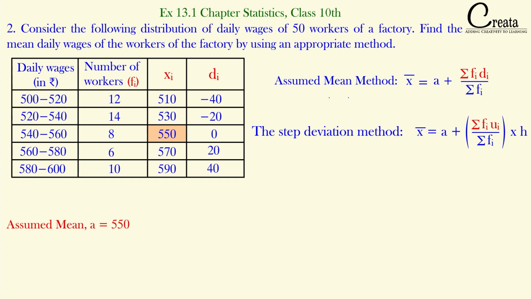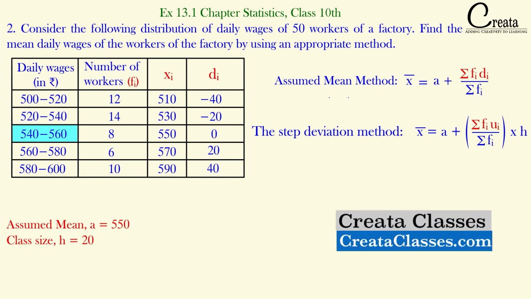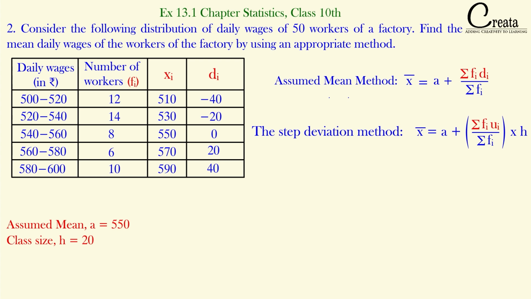Let's understand this. Here, what is the class size? 500 to 520, the class size is 20. If you observe all the ranges, the class size is 20. Like 520 to 540, we are having 20 numbers. 540 to 560, we are having 20 numbers. So the class size H is 20.